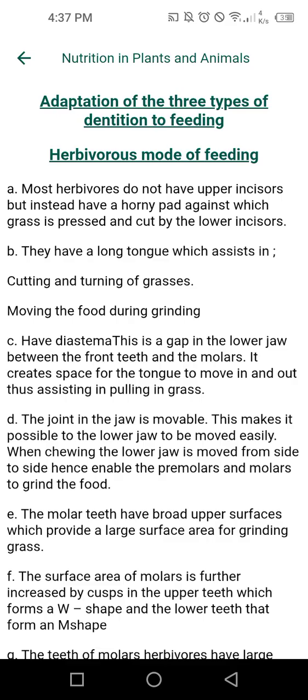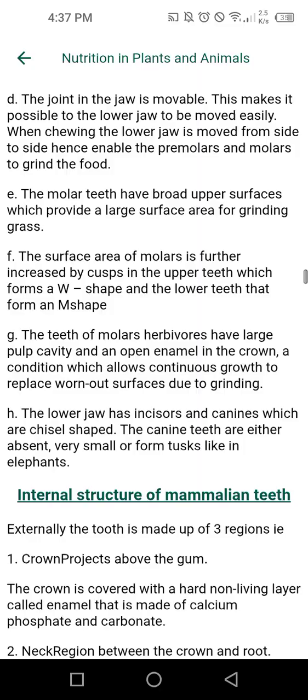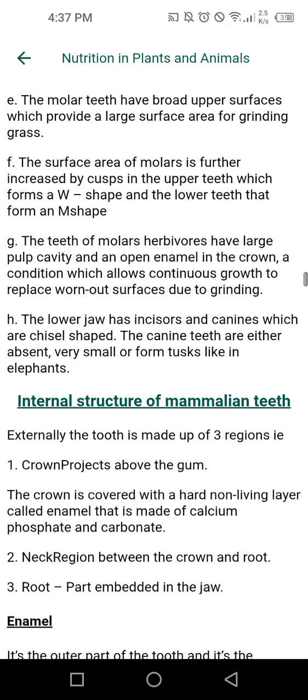D. The joint in the jaw is movable. This makes it possible for the lower jaw to be moved easily. When chewing, the lower jaw is moved from side to side, hence enabling the premolars and molars to grind the food. E. The molar teeth have broad upper surfaces which provide a large surface area for grinding grass. F. The surface area of molars is further increased by cusps in the upper teeth which form a W shape and the lower teeth that form an M shape.